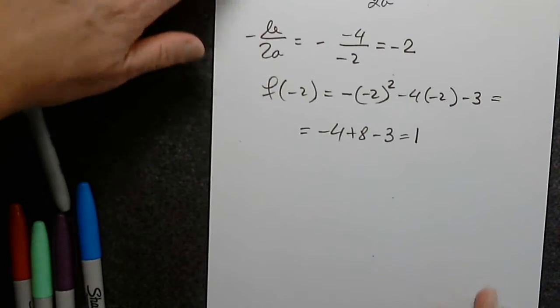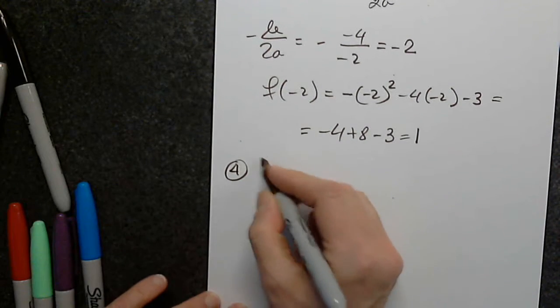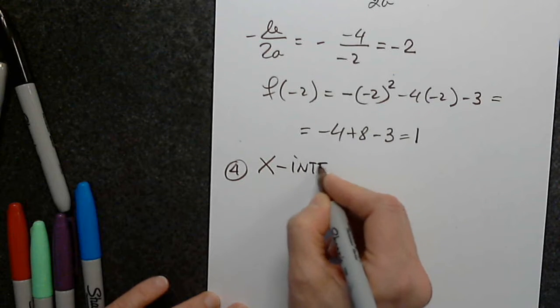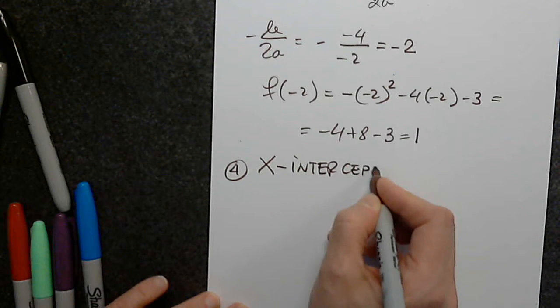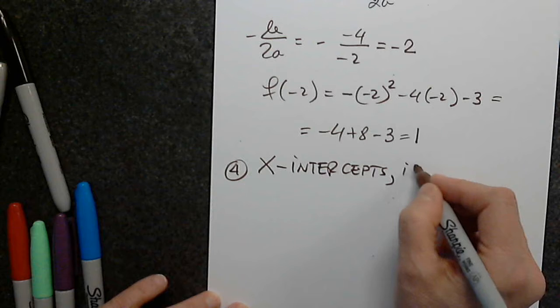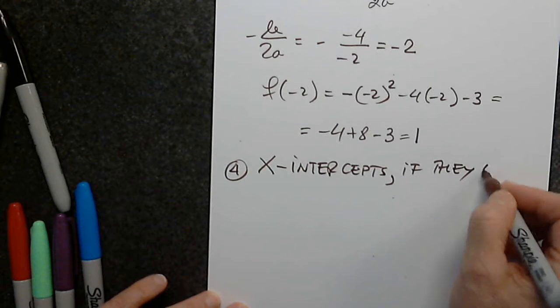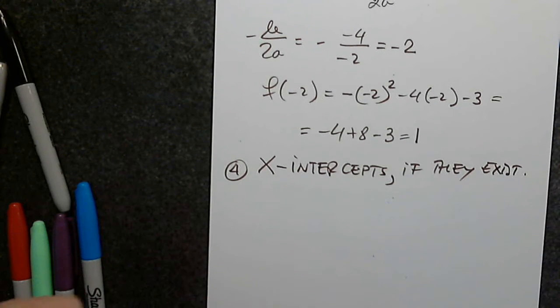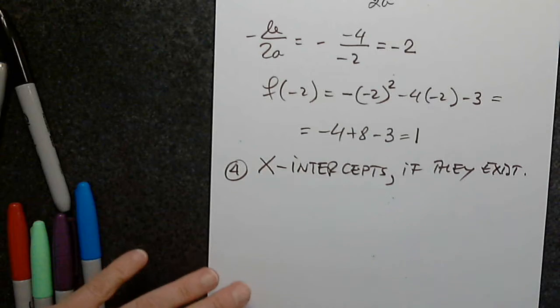We're moving on to step 4: x-intercepts, if they exist. Oops, what does that mean? Sometimes it doesn't pass the x-axis. Awesome, that's exactly it.